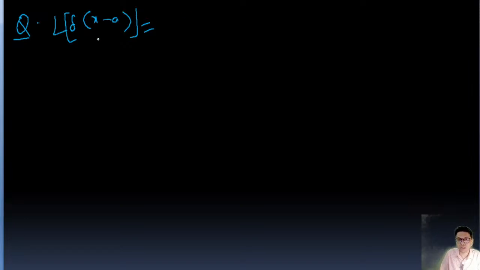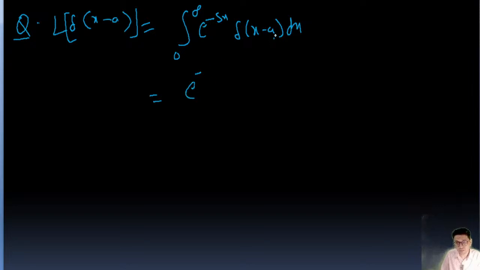This we know, right? The Laplace transform of any function is integration 0 to infinity, e to the power minus sx, f(x), that is delta(x minus a) dx. So here you can see x is between 0 to infinity, and a is one value, which lies in the range, obviously. So we will use the Dirac delta property. So this is going to be e to the power minus as.